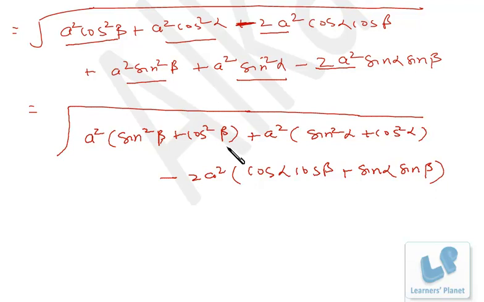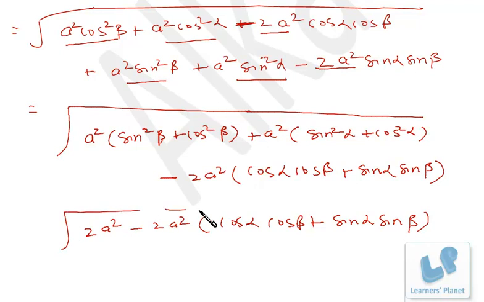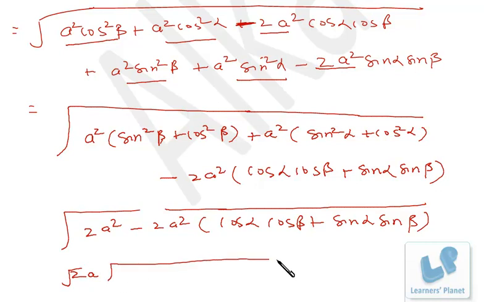Now sin square beta plus cos square beta will be 1 and sin square alpha plus cos square alpha will also be 1. So this is 2a square minus 2a square times cos alpha cos beta plus sin alpha sin beta, right? You can take 2a square as common, so that is root 2a, it will come outside of the square root, and then we have 1 minus cos alpha cos beta plus sin alpha sin beta, right? So this is the distance between these 2 points.